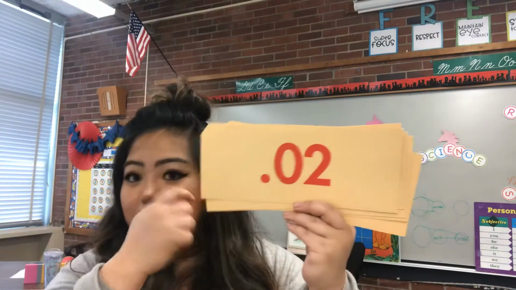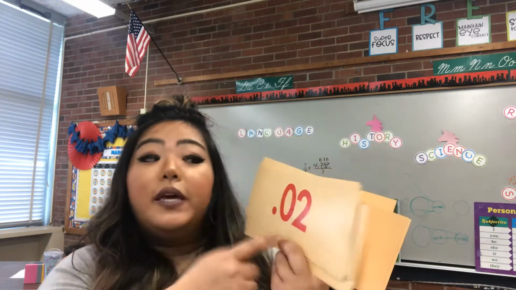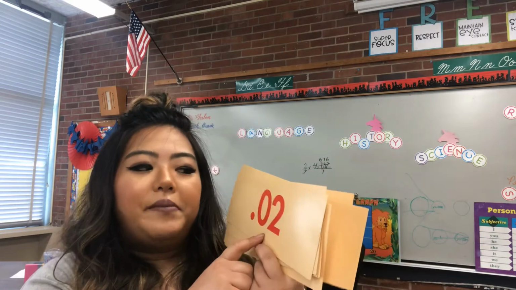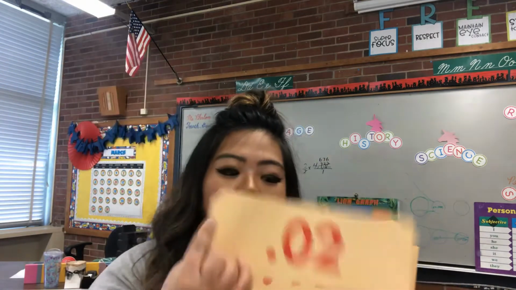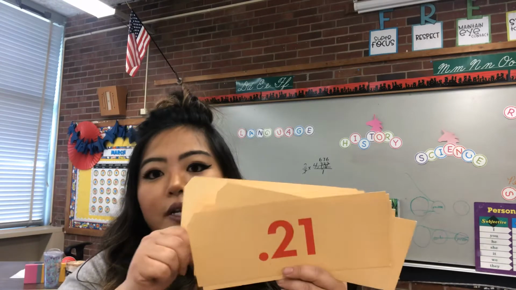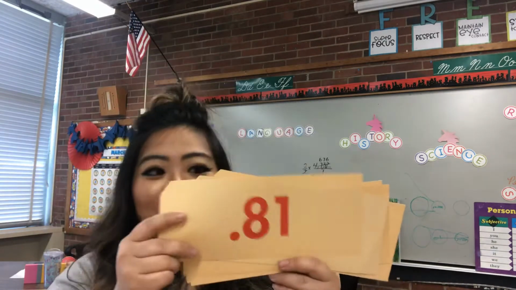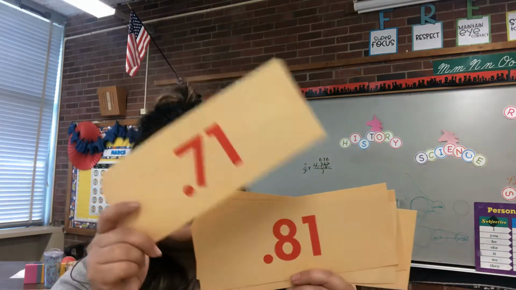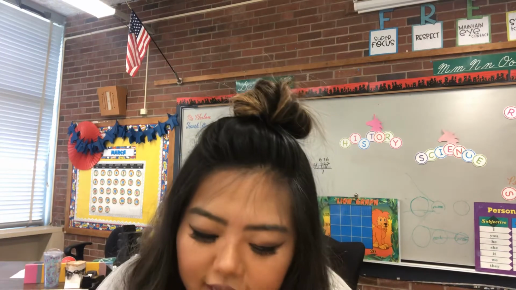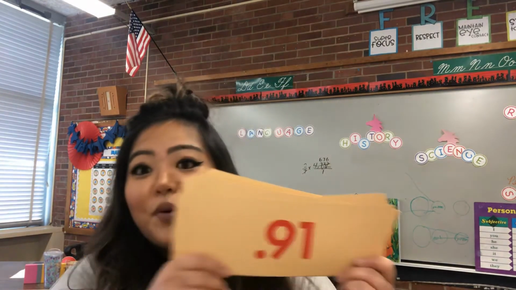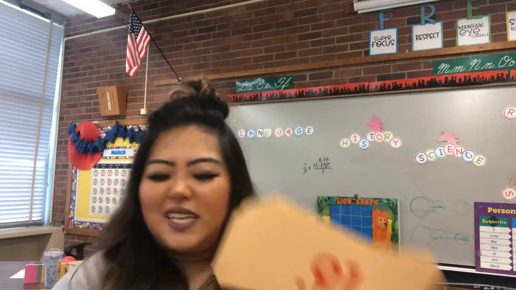You try. 2 hundredths. Be careful with this one, like I said, because there's 2 zeros, so when you're writing your fraction, you would not just write 2/10, you would write 2 hundredths. Okay? 21 hundredths, 3 hundredths, 81 hundredths, 71 hundredths, 11 hundredths, 91 hundredths. Now let's look at this. So the thing to remember with these is if you have two places after the decimal, you have hundredths.